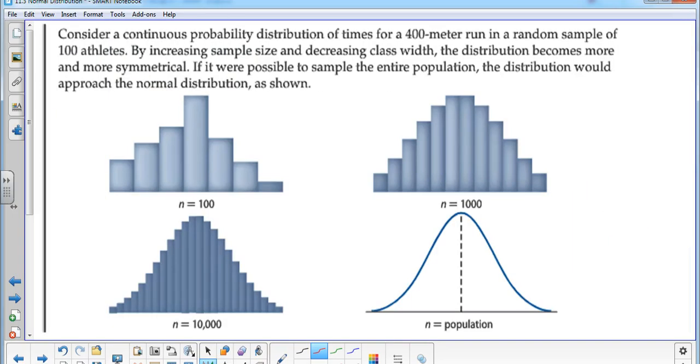If you were to take a set of data, like they took 100 runners and their time for the 400-meter run, and they got this data. Then they did it with 1,000 and then 10,000 times. And the more times there are in it, the more normalized it will be, okay?